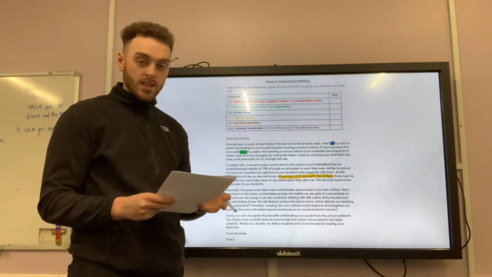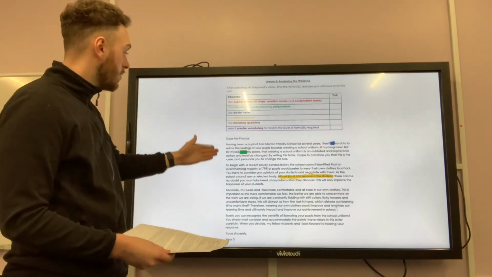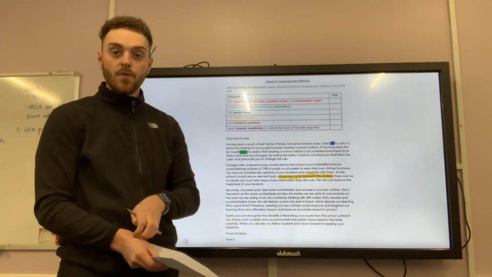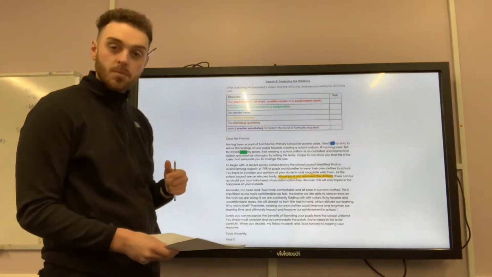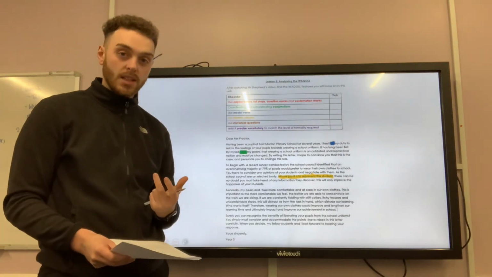So that's your task for today. Looking through the WAGOLL, highlighting the different features that are in there, okay? And then hopefully that starts to give you a picture of what a persuasive letter looks like.